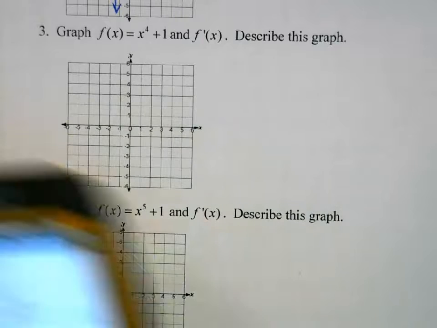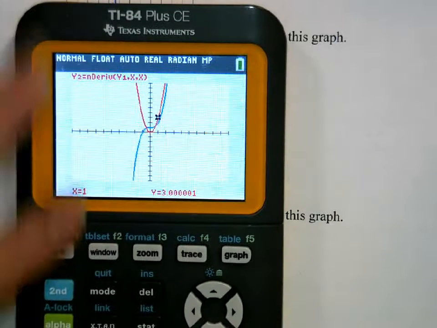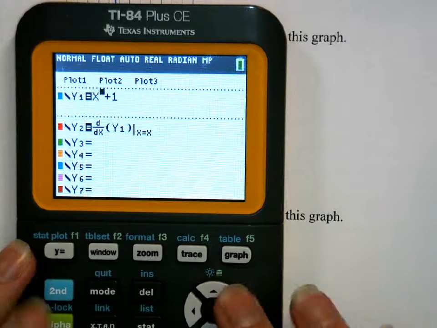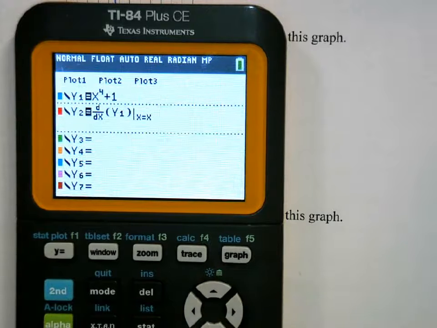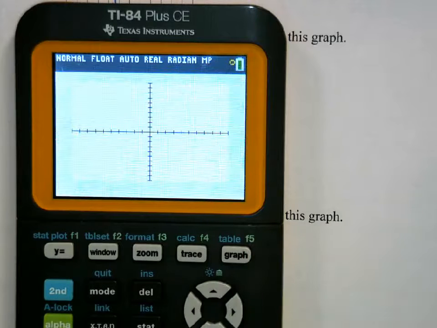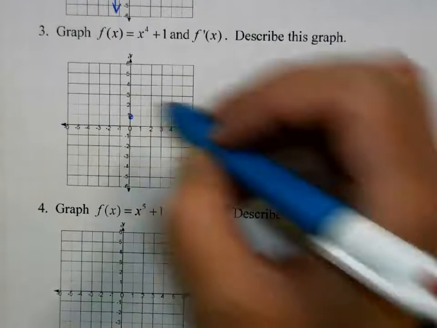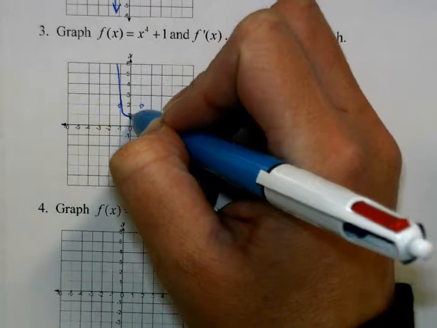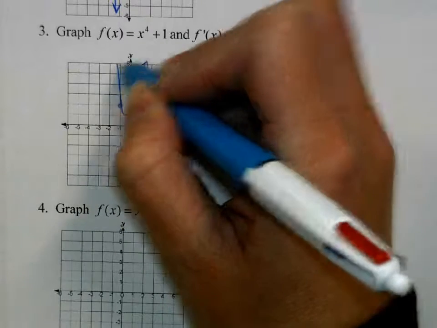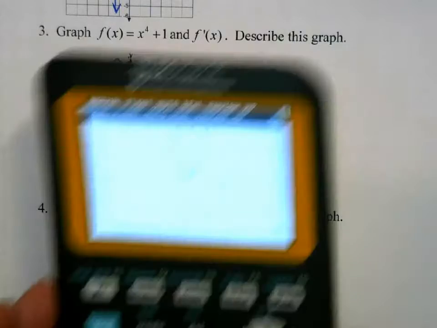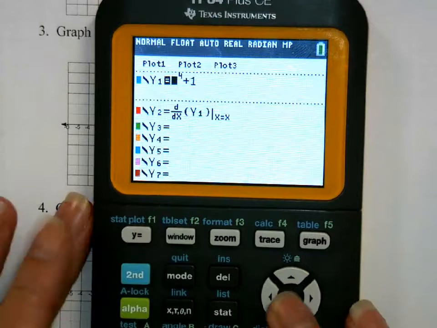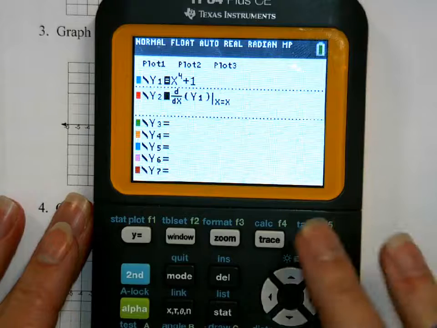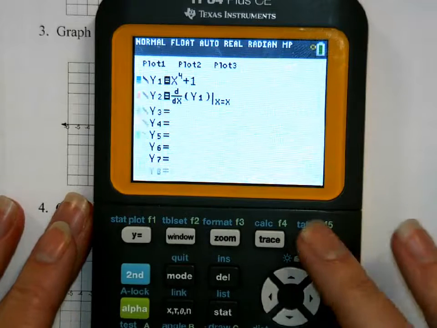Let's repeat this with x to the 4th. I'm going to change this to x to the 4th plus 1. I'm going to turn this one off. So I'm going to graph this. We get something that kind of flattens out there, but there's our quartic. Now let's take a look at our derivative. Re-highlight this, so we're graphing both of them.